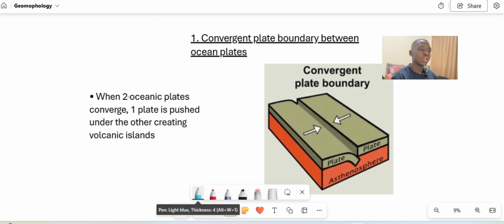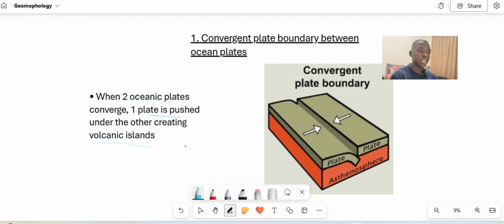Yes. So when two oceanic plates converge, one plate is pushed under the other, creating volcanic islands. Yes. So remember that when two plates meet each other, one will go on the top and one will go below the other one.